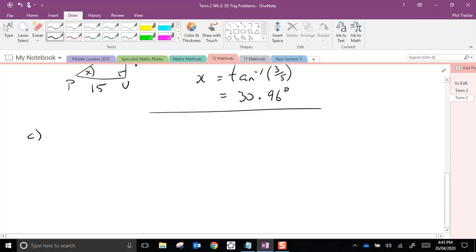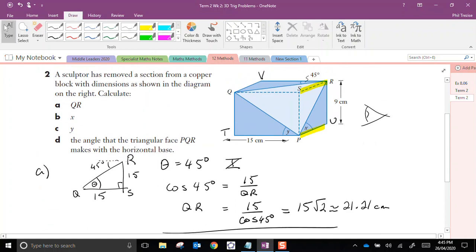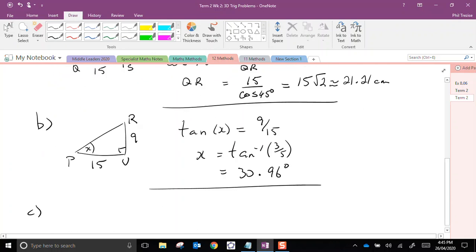Part C was to calculate the angle of Y. So I'd have triangle PTQ. Here we go.